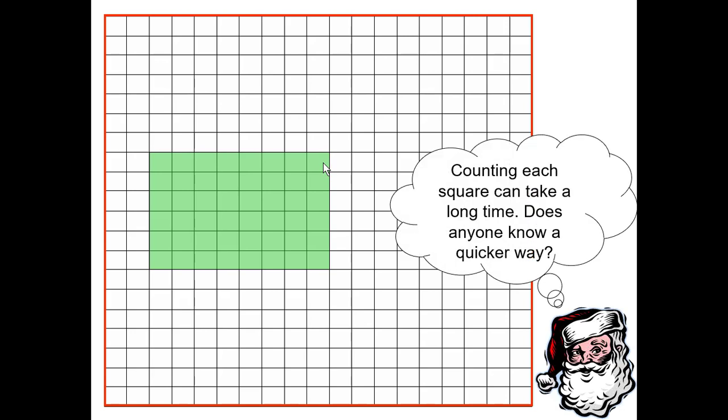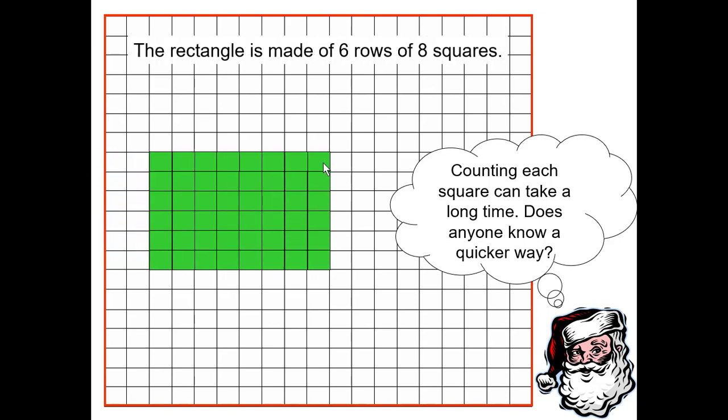Take a look at this. Counting each square can take a long time. Does anyone know any quicker way? See, if I want to find the area, it will take a long time. The rectangle is made of 6 rows of 8 squares.